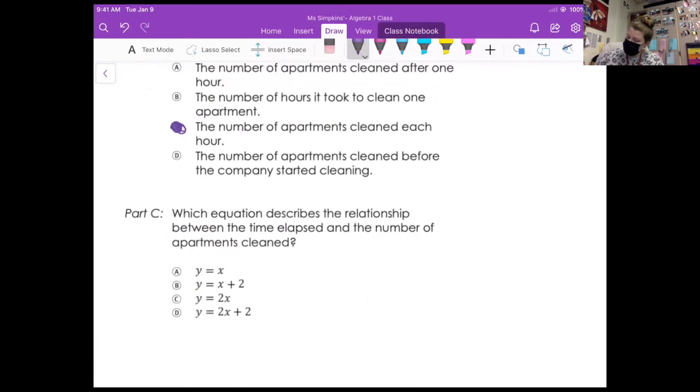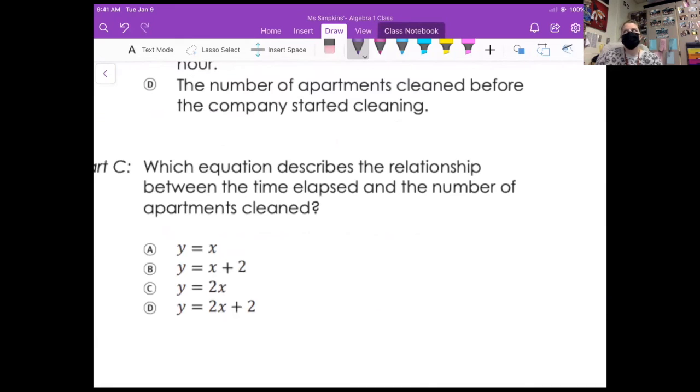And then part C, we haven't really talked about equations yet as far as y and x, but think about it. What are we doing to the x value to get the y value? We're multiplying it by 2. Yeah, 1 hour, 2 apartments, 2 hours, 4 apartments, 3 hours, 6 apartments. So the only one that makes sense would be C. That's the only one that would make sense, okay?